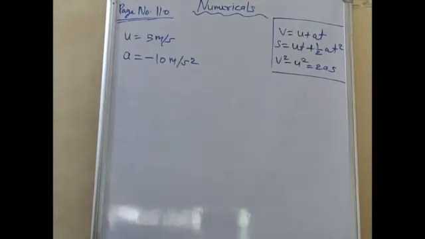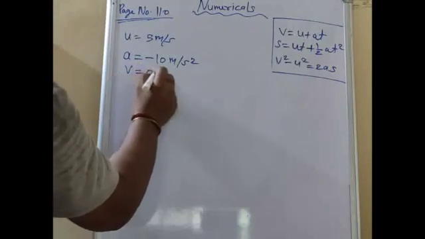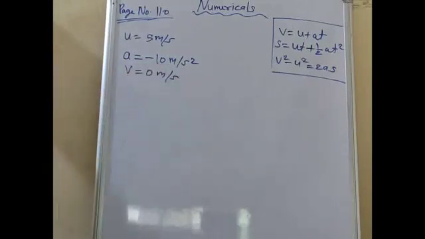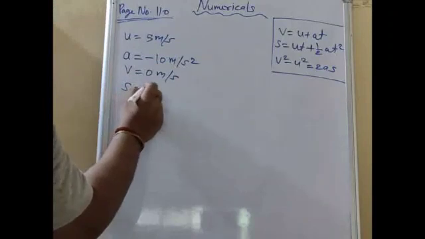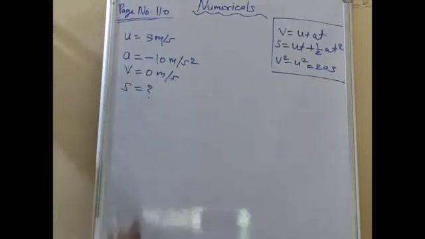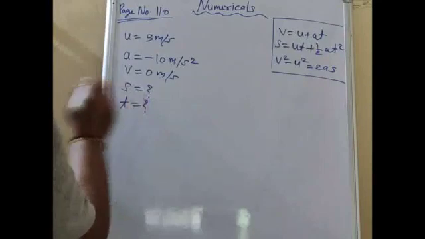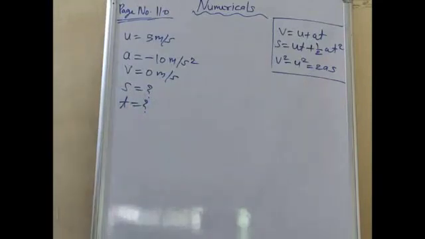And when we throw any object in the upward direction, always v will be 0. Just note it down. When we throw an object in the upward direction, v will be 0. And when we throw an object in the downward direction, u will be 0. Okay. So v will be 0 meter per second. After that, what you have to find? What will be the height? Height means you can say the distance here, and time. So you have to find s as well as t.